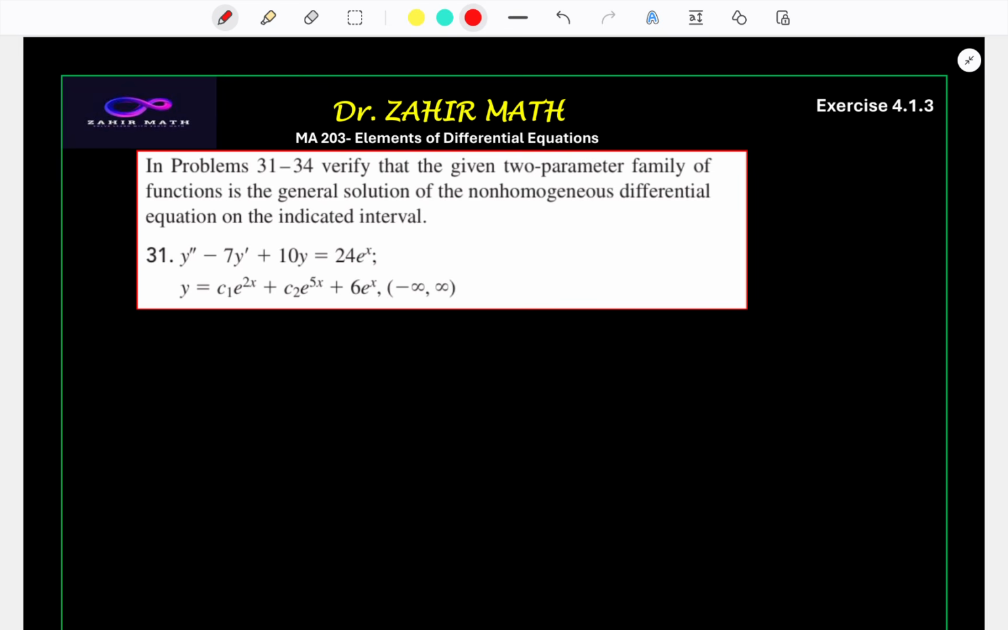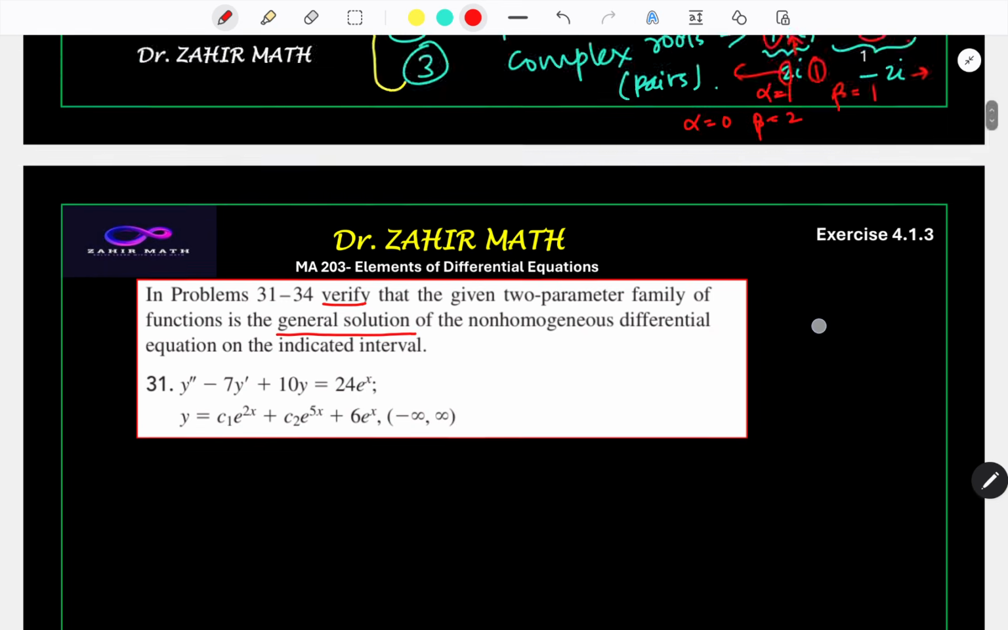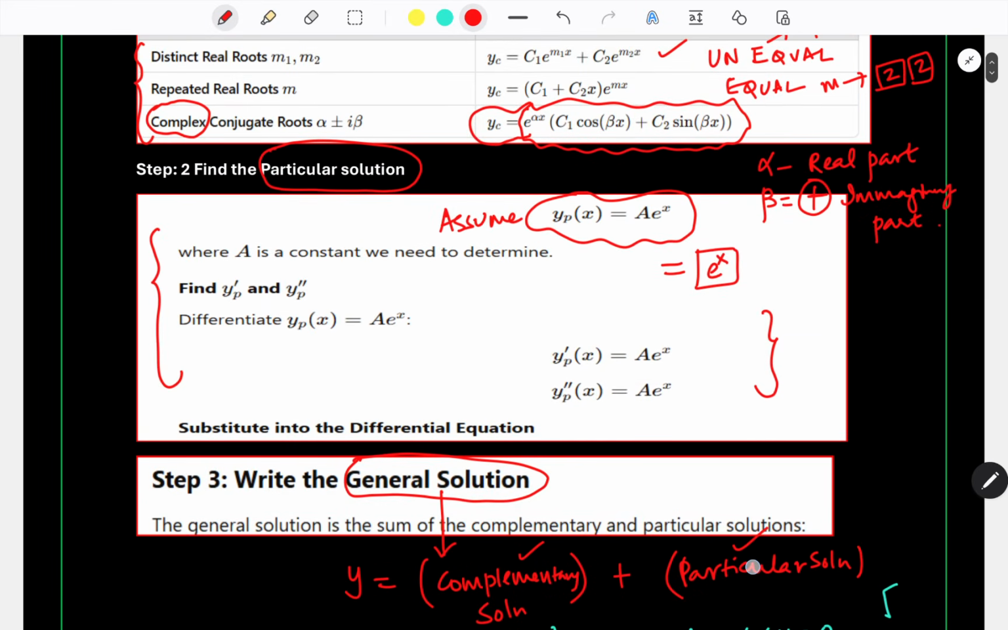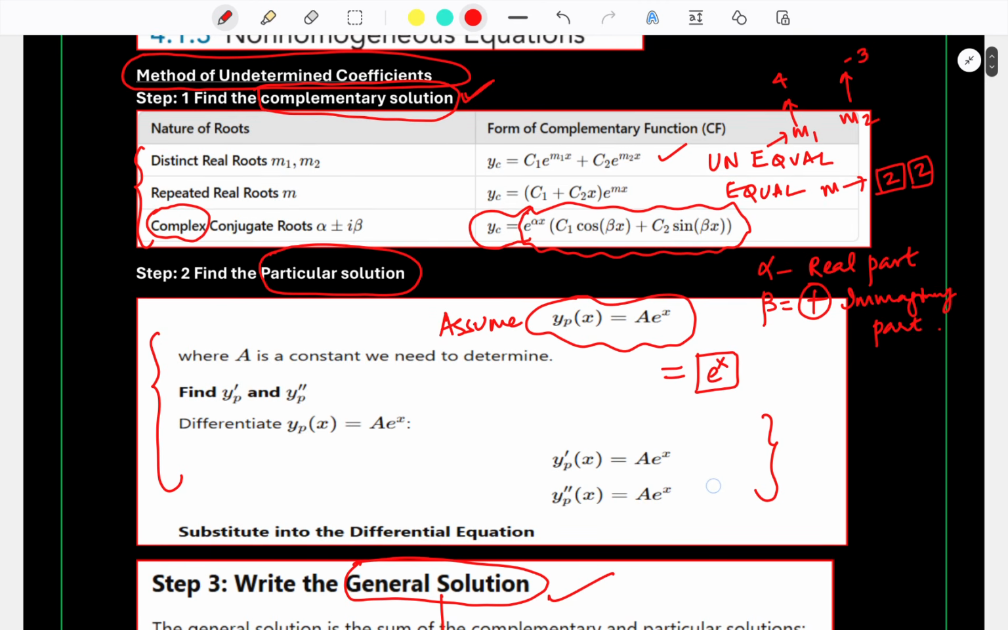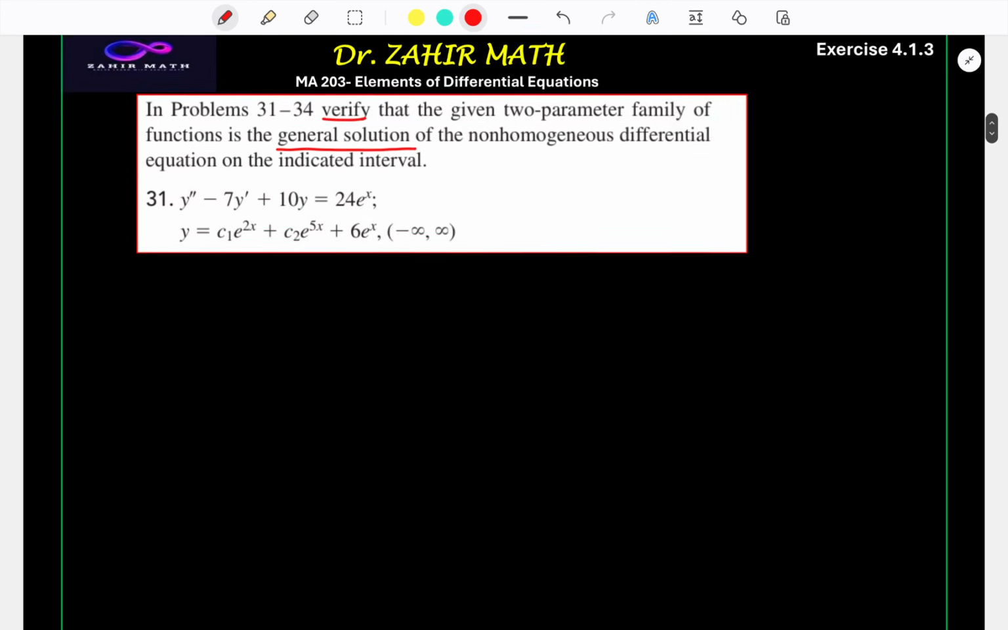First, you are going to verify, that's the question. Verify the given 2 parameter family is the general solution. Look here. What are the steps I gave? To find the general solution, I gave 2 steps: complementary solution and particular solution. These 2 things are already given in the question.